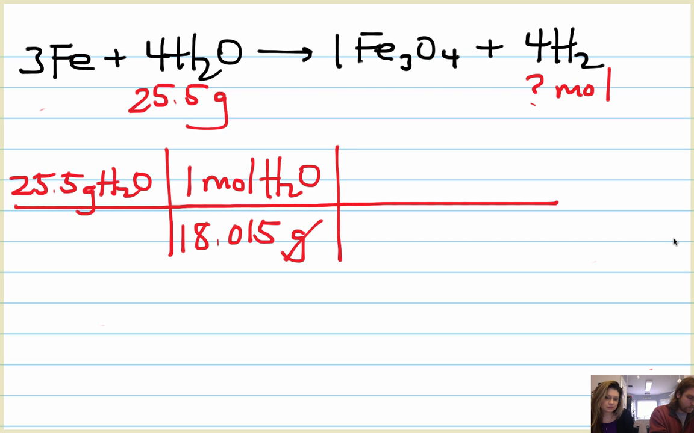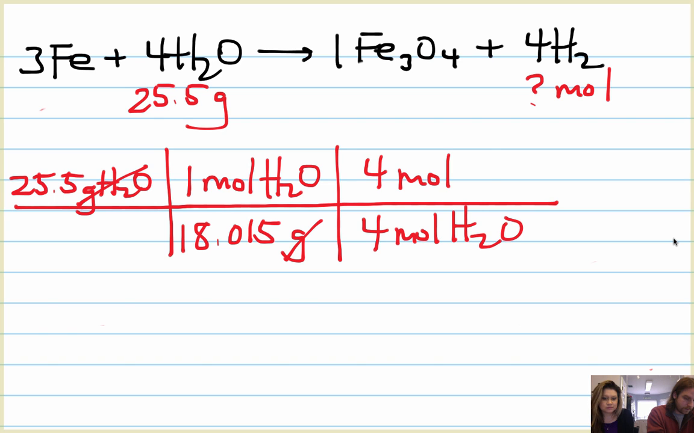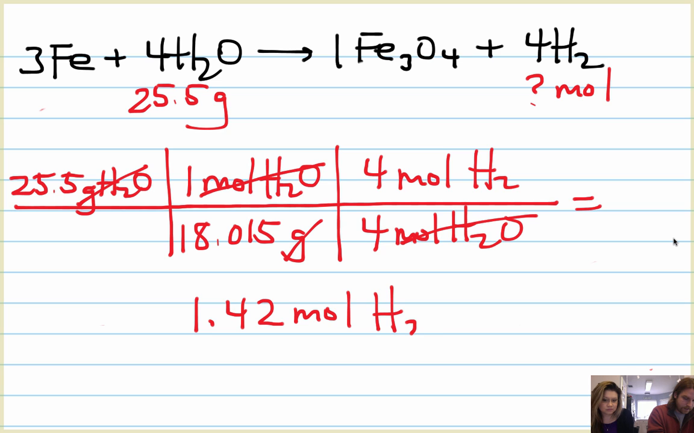My grams of water will cancel out. I am currently at moles of water. Now, can I go from moles of water to moles of H2? Yep. Using your mole ratio. So 4 moles of H2O for every 4 moles of H2. My moles of water cancel out. So now once I multiply all the way across and divide by the product all the way across, I end up with 1.42 moles of H2.